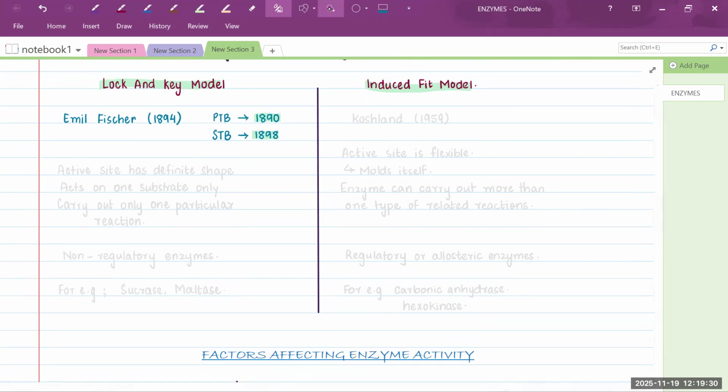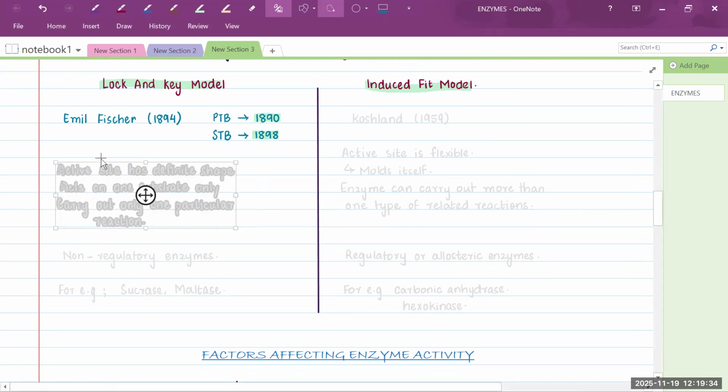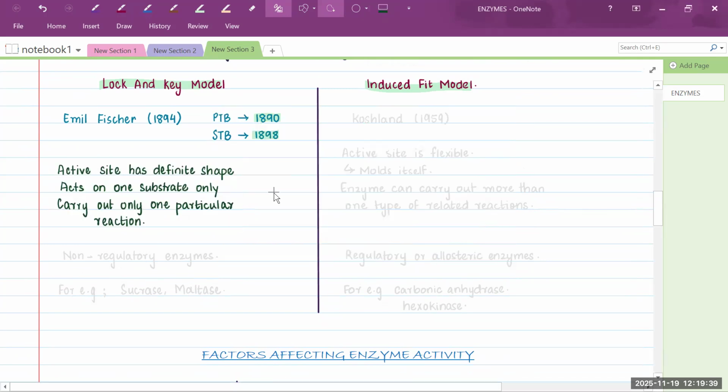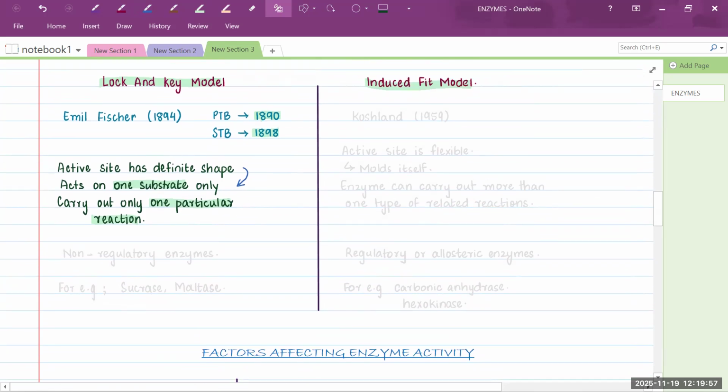The lock and key. What does the lock and key model say? It says the active site has a definite shape. It is not flexible. It can only bind one type of substrate. That means it can bind only one type of substrate and it can carry out only one particular reaction with that substrate only, right? Because it has a definite shape which will be complementary to its own type of substrate only, and it is very fixed, very loyal to the substrate, we can say.